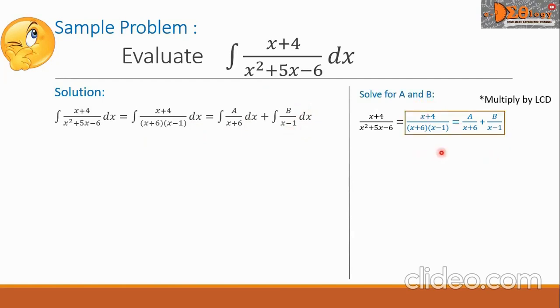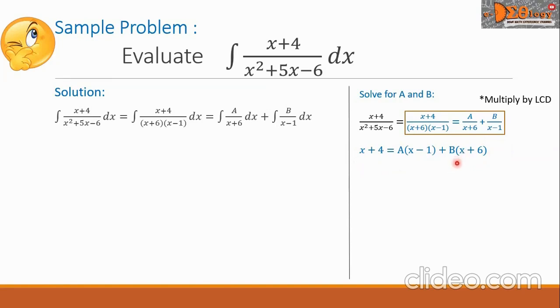In here, let us multiply by the LCD. Note that the LCD here is the x plus 6 times the x minus 1, the denominator of the left-hand side. The resulting equation now will be x plus 4 equals A times x minus 1 plus B times the quantity x plus 6. This is now our working equation. This equation will be true for any values of x.